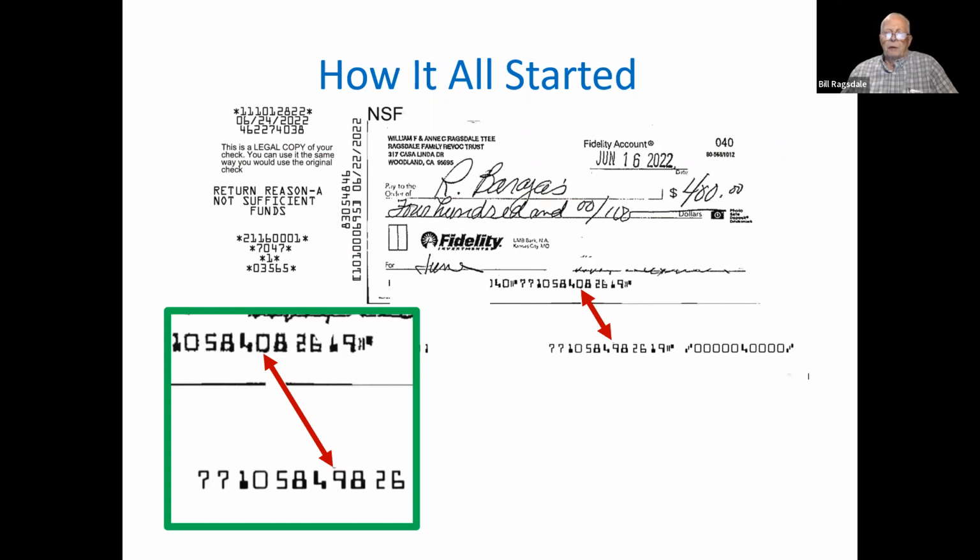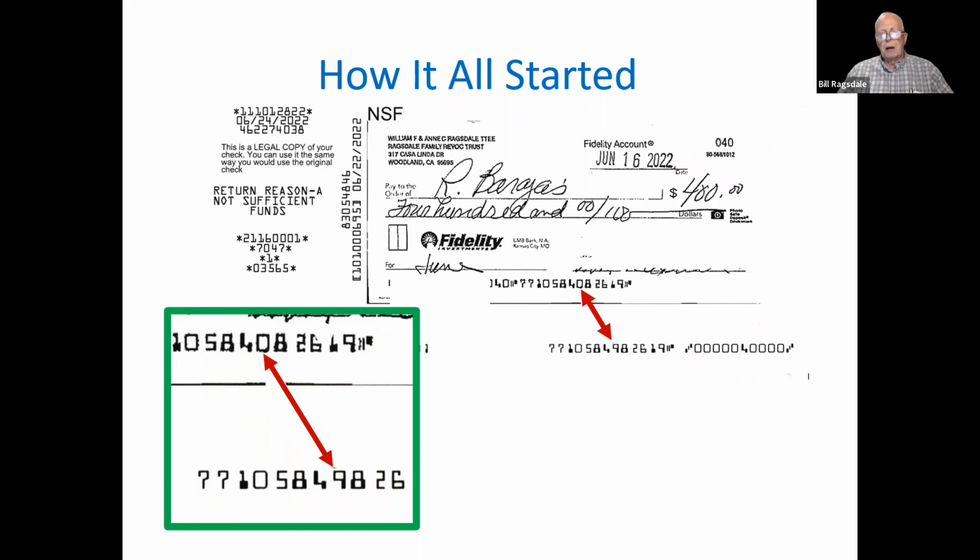So here's how it started from my standpoint. We wrote a check a couple of months ago for $400 that was returned non-sufficient funds. You see NSF at the top, and it puts a chill down. The lady we gave the check to was embarrassed to bring it back. We were not quite embarrassed, we were just more irritated.